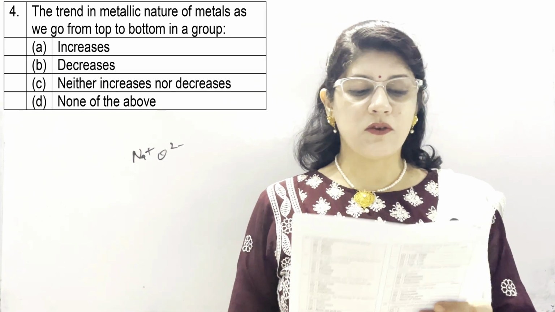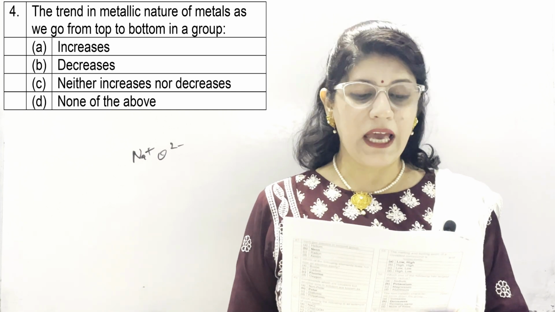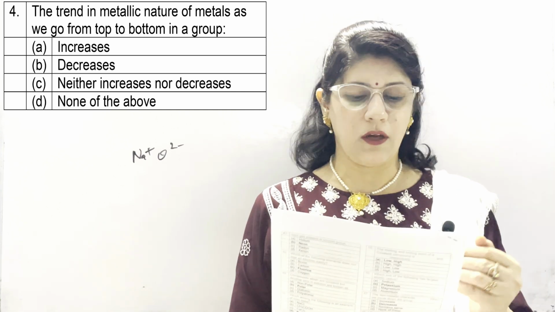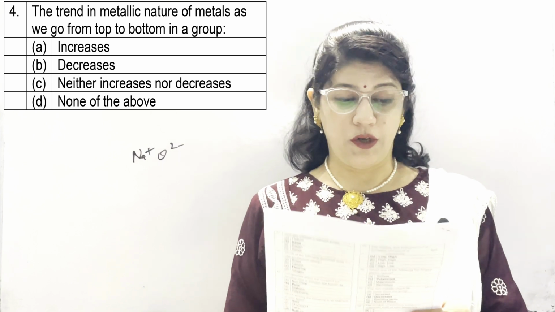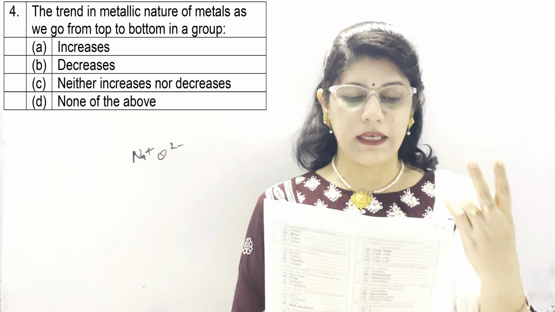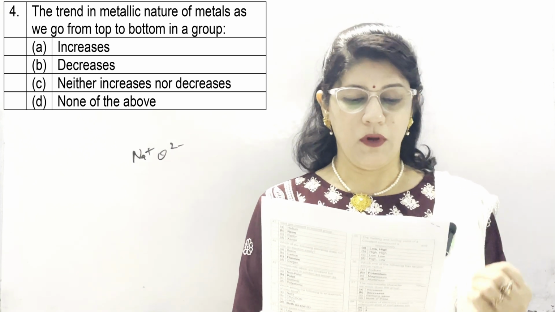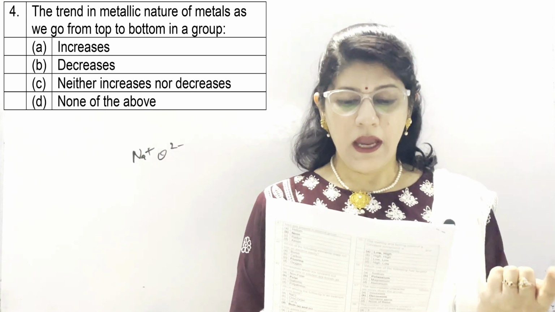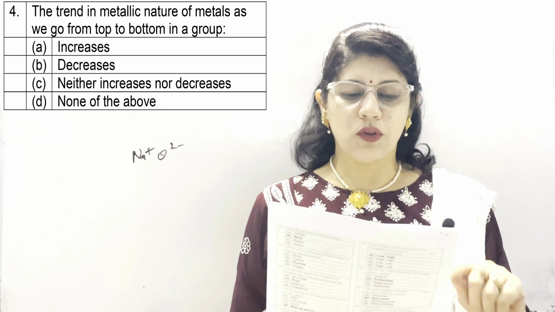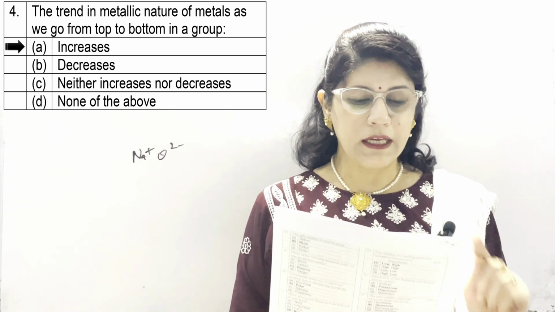MCQ 4 is: the trend in metallic nature of metals as we go from top to bottom in a group. Metallic nature: A increases, B decreases, C neither increases nor decreases, and D none of the above. So the number of shells increases and nuclear charge decreases. So therefore metallic nature increases.